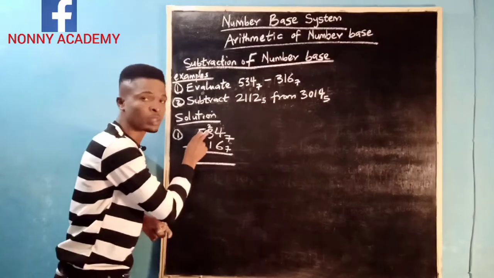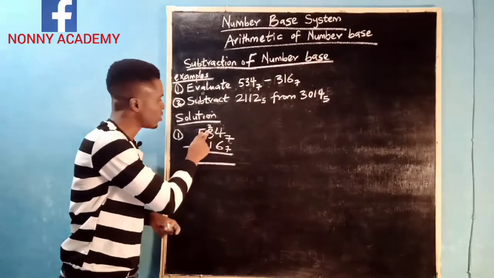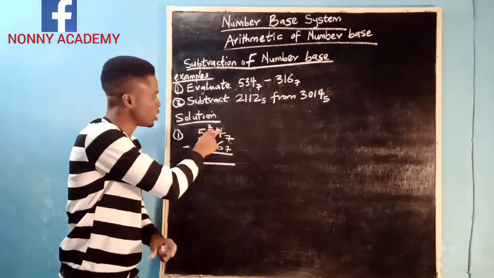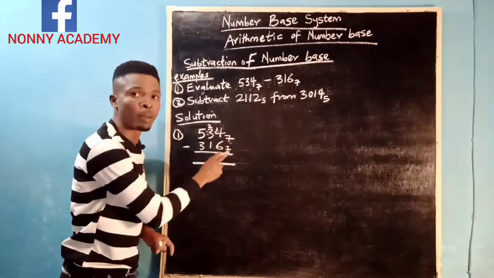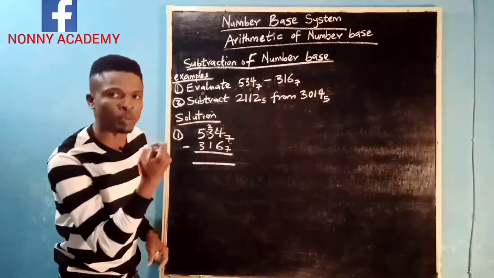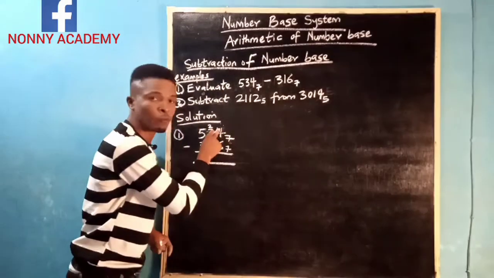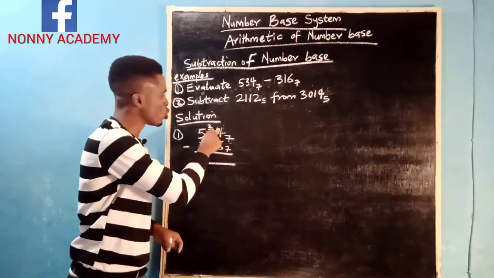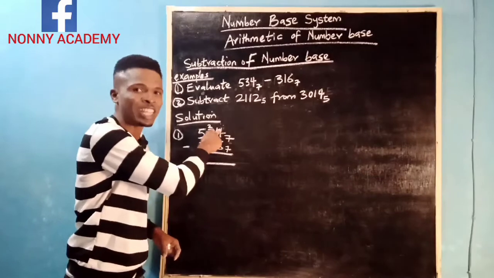So I borrow 1 from 3, 3 becomes 2. Now the one I'm taking to this one normally is supposed to be 14. But since I'm dealing with number base, I'm borrowing 1. That 1 becomes 7, which is the base. Now taking 1 to 4, I am adding it to 4, not putting it in front of 4. So adding 7 to 4, it becomes 11.